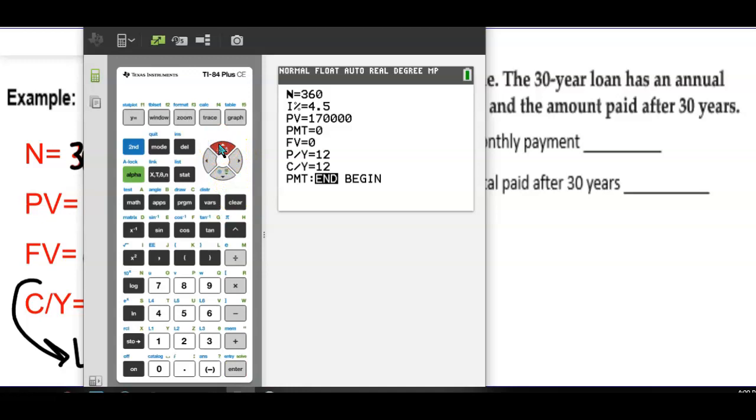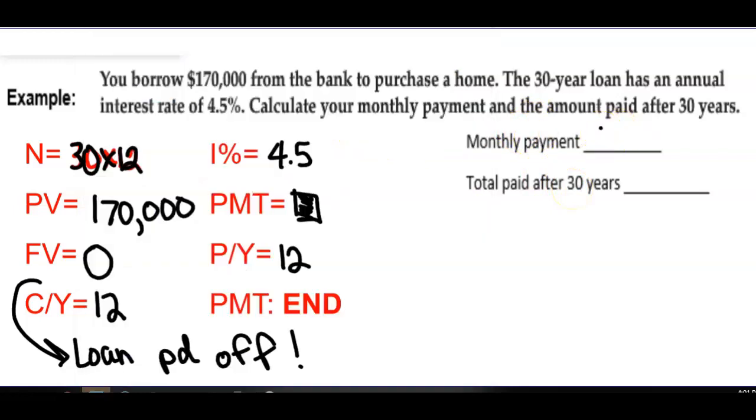Now go back up here. Put your cursor at the payment. That's where we want it to sit. Doesn't matter if there's a number there or not. We're going to overwrite it by doing alpha, enter, and our payment would be $861.37 if we round to the nearest penny.